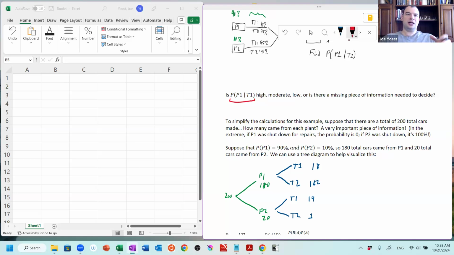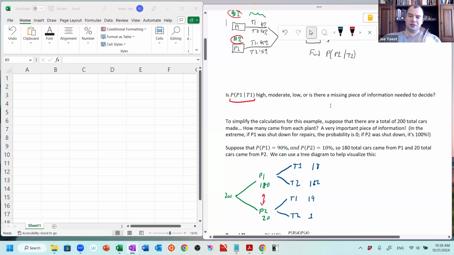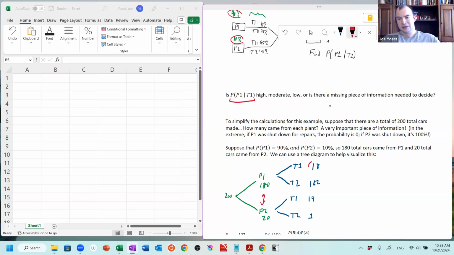So if I just walk onto the car lot and maybe all the cars are covered in those sheets or something and I can't tell what car is what, and I pick a random car that I don't know what type it is, what's the probability that it came from plant 1 versus plant 2? Well, it's 90% probability it came from plant 1 before I know what kind of car it is. But I pull off the car cover and I see, oh, it's a Ford F-150. I guess I probably should be able to tell an F-150 from a Mustang, even with the cover on, but whatever. I pull off the cover and I say, oh, this one's an F-150. It's a type 1 car.